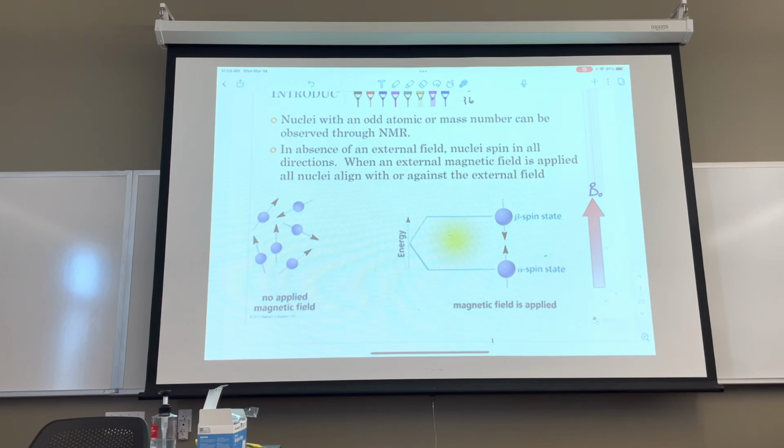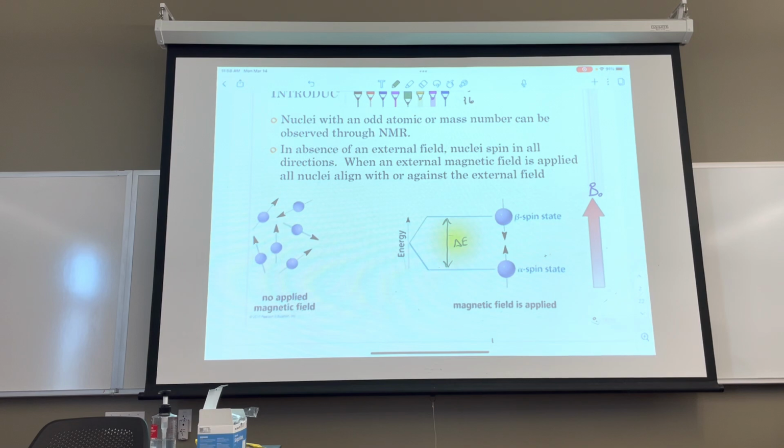All right? And these are not of the same energy. As you can see depicted in the illustration, the alpha spin state is a lower energy than the beta spin state. And so they are separated by some energy gap. And this delta E is going to differ depending on the electronic environment of the various carbon atoms.